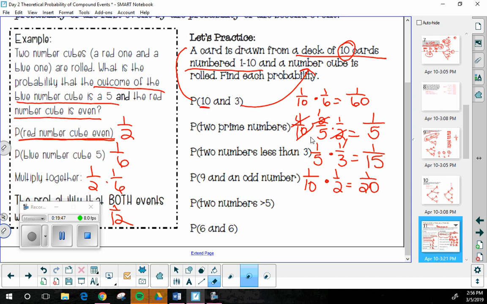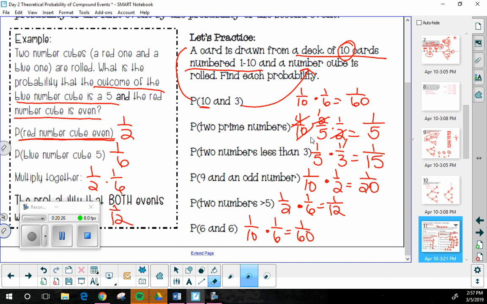Going back to the deck of cards, what's the probability that I get a number greater than 5 out of the deck of cards? How many are there? So 6, 7, 8, 9, 10. 5 out of 10 is 1/2. On the dice, what's the probability I get a number greater than 5? 1/6. There's only one. And so this answer would be 1/12. And then finally, a 6 out of the deck of cards and a 6 out of the dice. Yes, 1/10 times 1/6 is equal to 1/60.